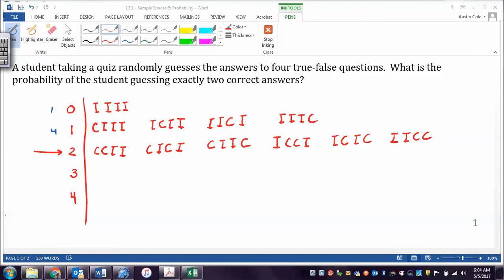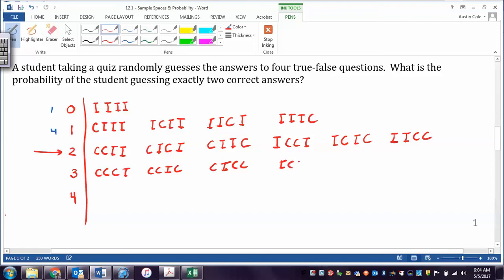All right, what are our options? Carson? C, C, C, I. Chance to get the first three correct and the last one wrong. C, C, I, C. So the first two correct, the third one wrong, and the fourth one correct. C, I, C, C. And then I, C, C, C.